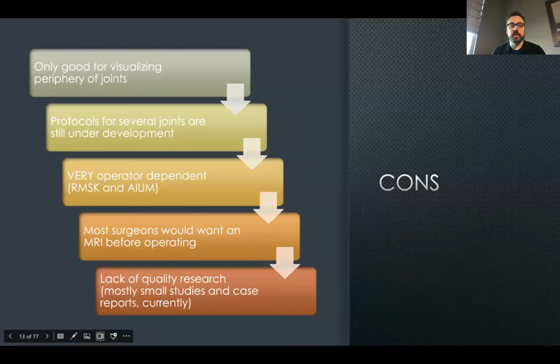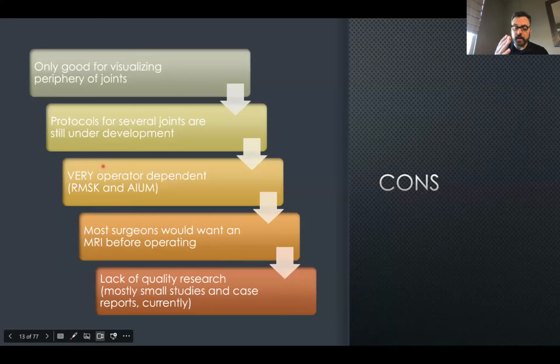What are the cons of ultrasound? Well, it's only good for visualizing the periphery of a joint. If you have a deeper structure, depending upon the thickness of the patient as well, it might be hard to maintain that resolution and actually visualize some of those structures. A lot of protocols are under development, and it's very, very operator dependent. Probably the most operator dependent imaging modality that exists.